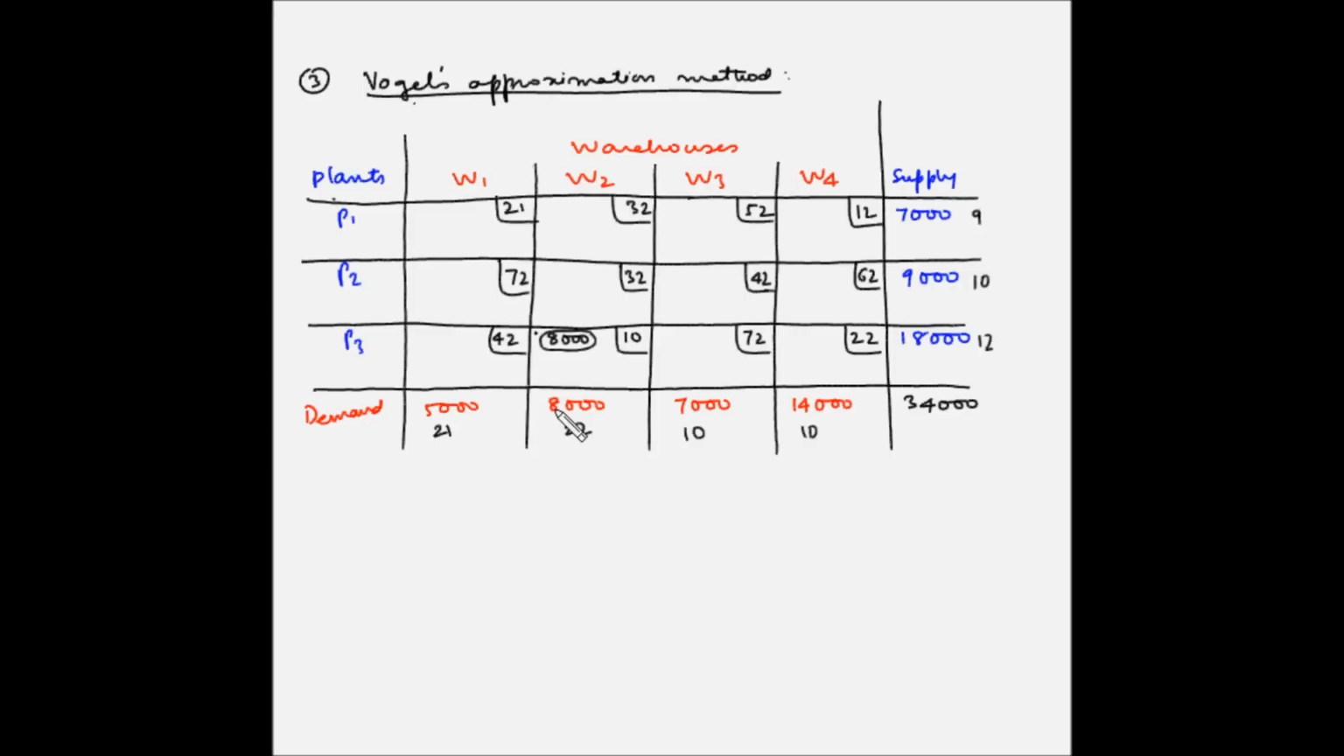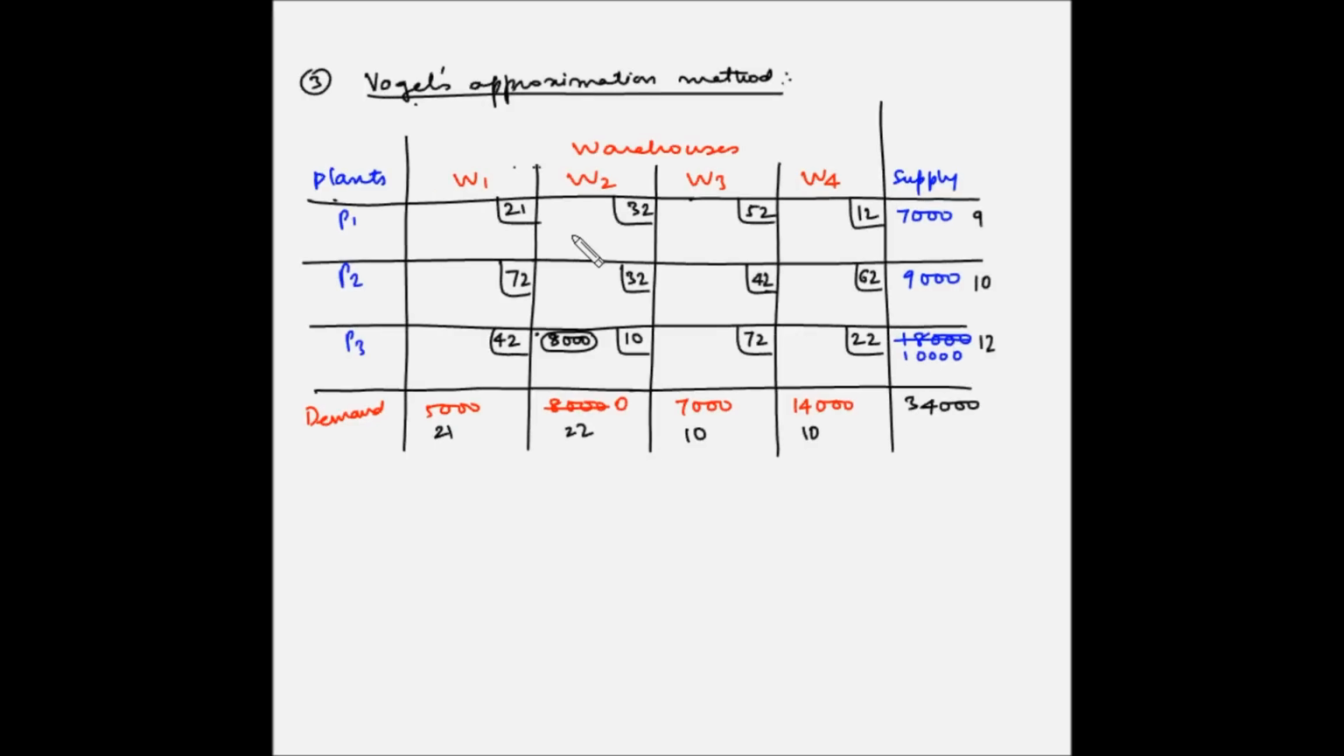Now with this allocation, the entire demand for W2 is met. So the remaining demand is zero, while the supply availability for P3 reduces by 8,000. So the supply availability is now 10,000 units. Now since the entire demand for W2 has been met, we'll cross off the remaining boxes for W2, indicating that they are no longer available for allocation.